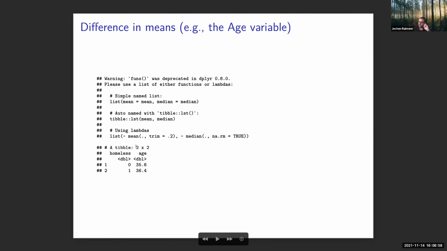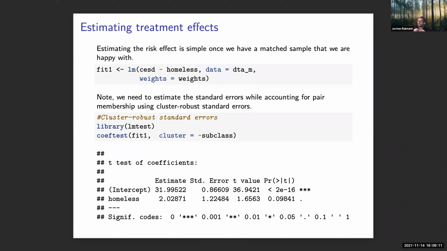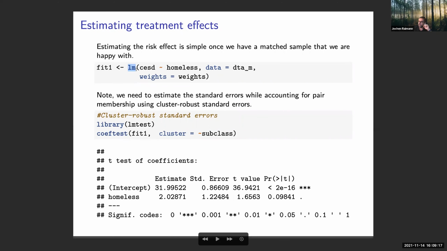If you do a comparison of the means, you can just compare the means from each other, which have to some extent improved. Then you can estimate the treatment effects. Essentially, you do here with a regular LM, a linear model.